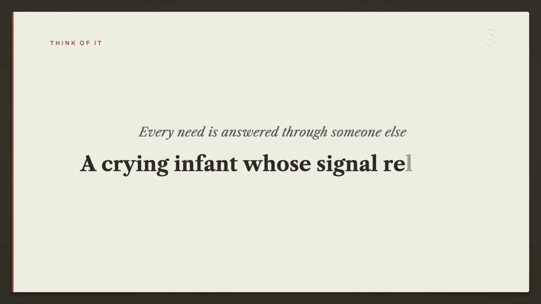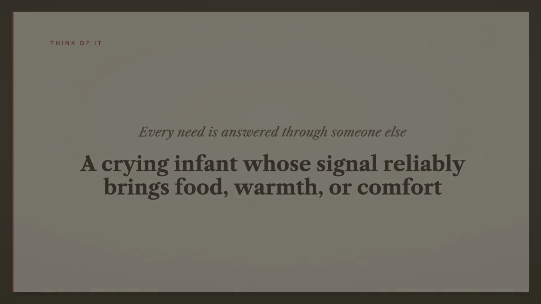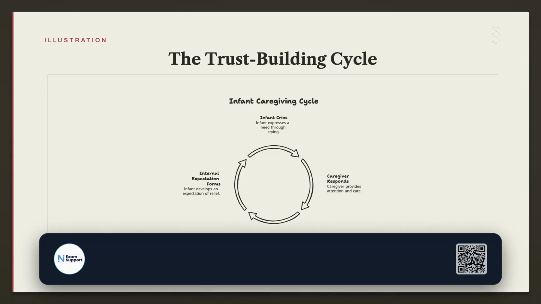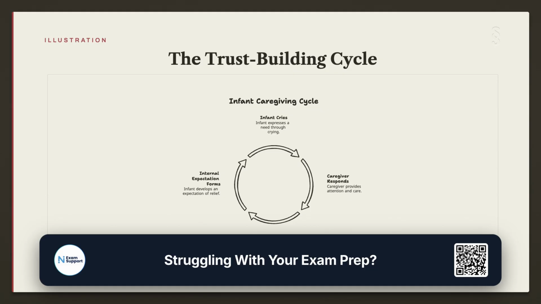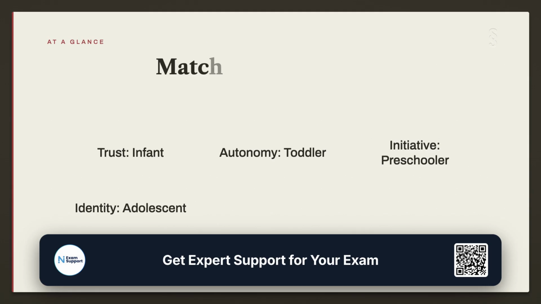An infant cannot feed, warm, or soothe itself, so every physical need is met through another person. When those needs are answered consistently, the infant learns that discomfort is temporary and that signaling brings relief. The mechanism is repetition, not perfection. An infant cries, a caregiver responds, and the need is met. Over hundreds of these cycles, the infant's stress response system calibrates around the expectation that signals work.